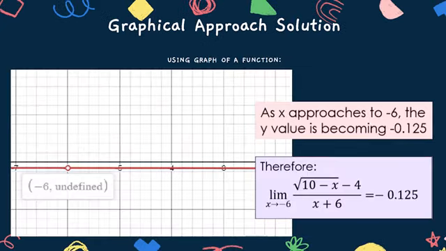Now let's go for the graphical approach. So this is the graph of square root of 10 minus x minus 4 over x plus 6. And as x approaches negative 6, the y value is becoming negative 0.125. Therefore, the limit of square root of 10 minus x minus 4 all over x plus 6 as x approaches negative 6 is negative 0.125.